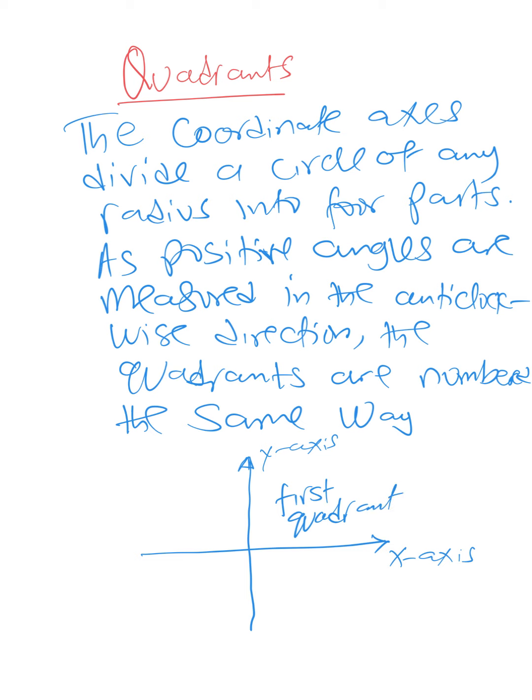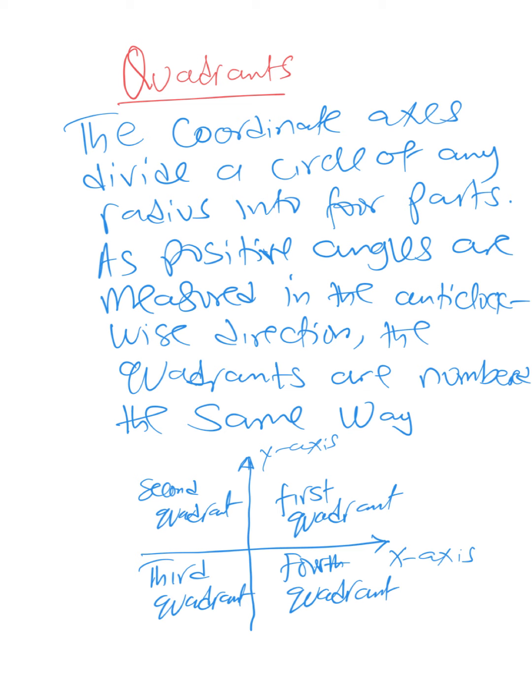Then this is the second quadrant. This is the third quadrant, and this is the fourth quadrant. So the quadrants are numbered in an anti-clockwise direction, starting from the positive side of the x-axis. The first quarter is what we call the first quadrant, then the second quadrant, third quadrant. When numbering quadrants, remember, it is an important point here, go in an anti-clockwise direction.